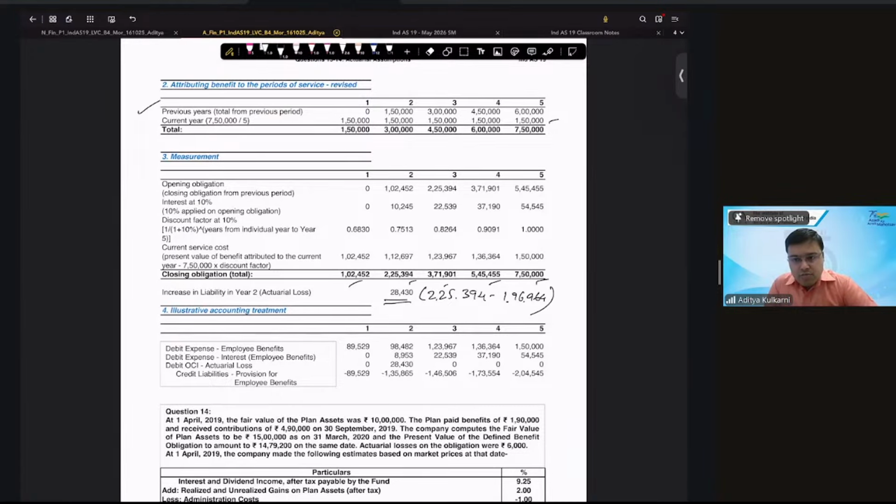Leela, Ayush, Bibhu, Sagar, Sanjay, all clear? Yes, sir, yes, clear, understood.